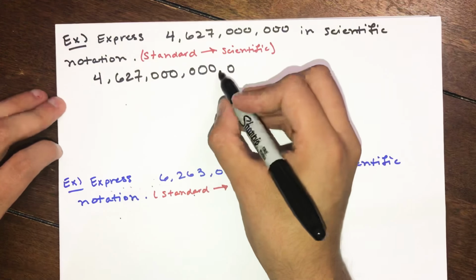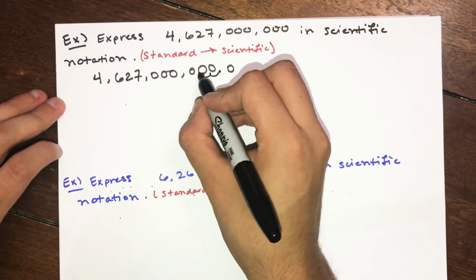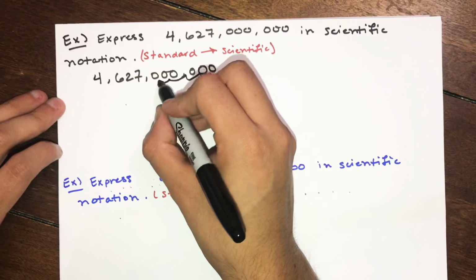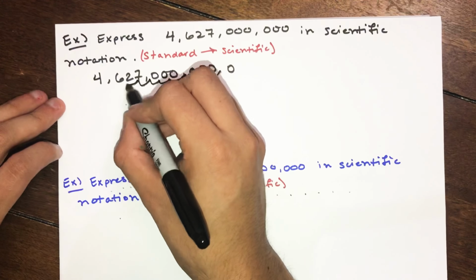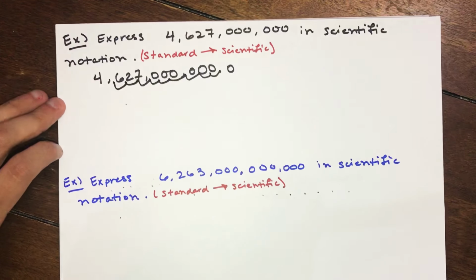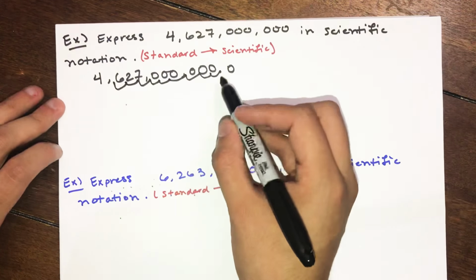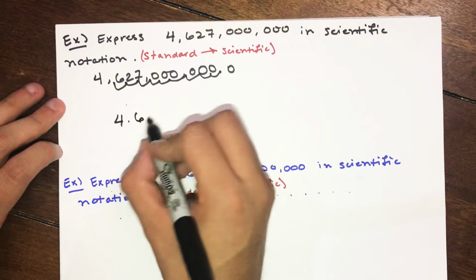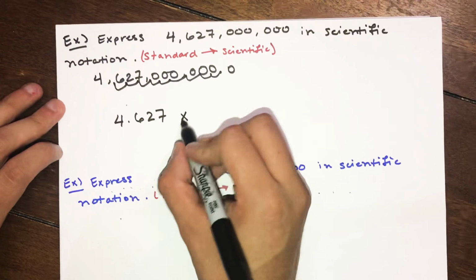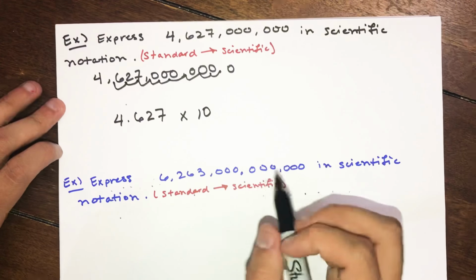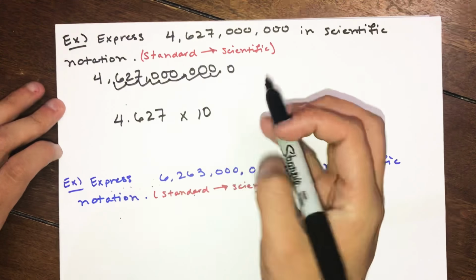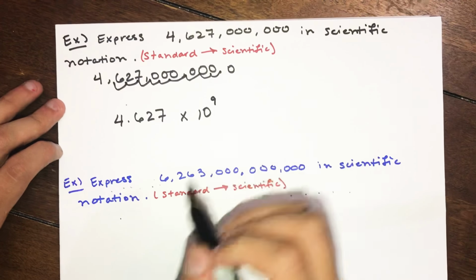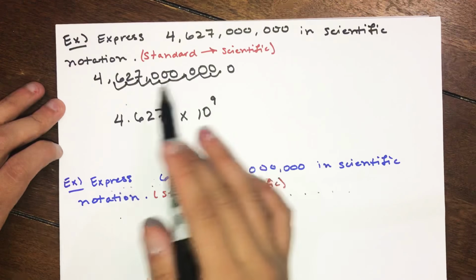Okay, let's see. So we'll go 1, 2, 3, 4, 5, 6, 7, 8, 9. Okay, so we jumped 9 times. So we moved the decimal 9 places to the right. All right, so we get 4.627 times 10. So we jumped 9 times to the left. So this will be a 9. That way we can go back to this number.